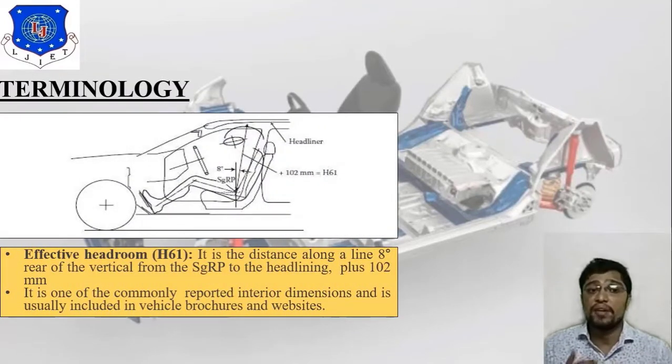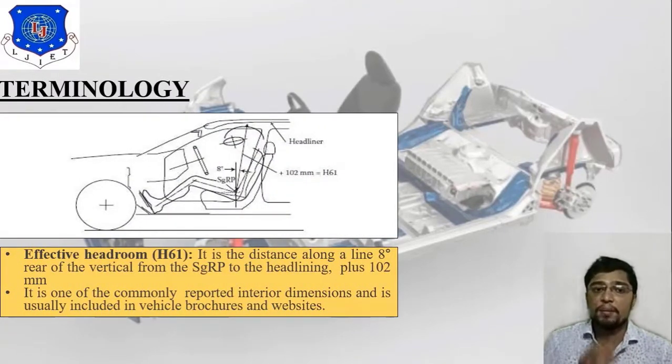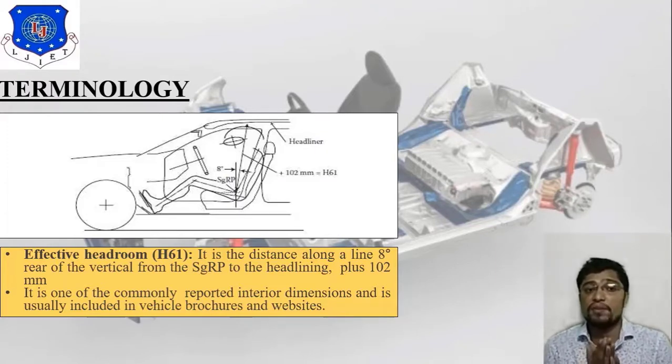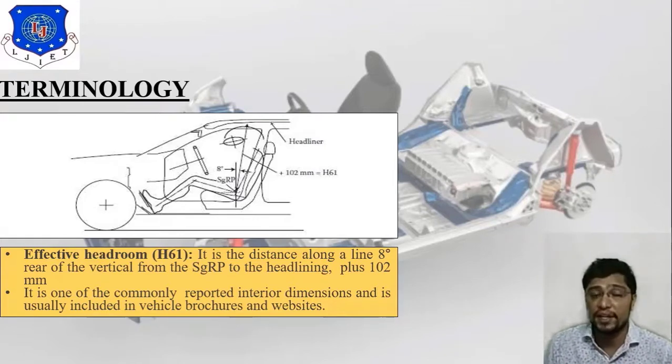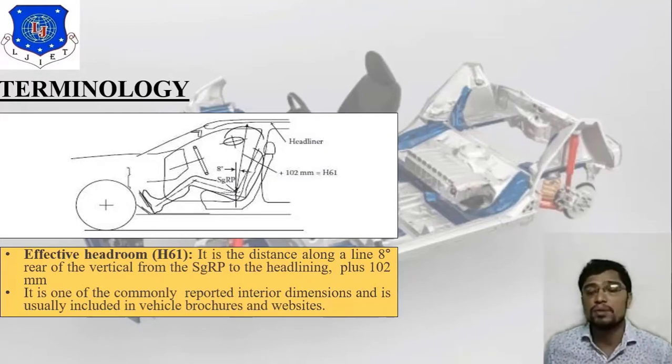Next one is effective headroom. In the image you can find H61, and that is effective headroom. Now we can talk about effective headroom. It is the distance along a line 8 degrees rear of the vertical from the SGRP to the head lining plus 102 mm. So this is the effective headroom, H61. Move forward to the next slide.